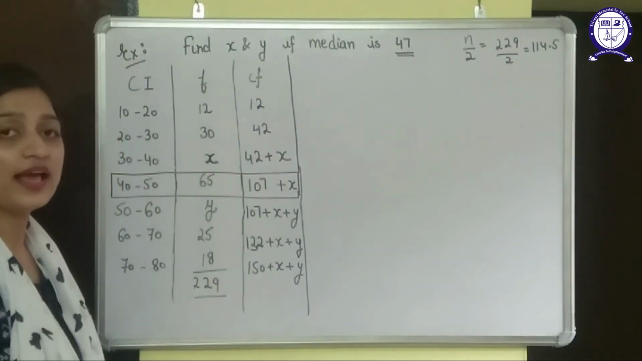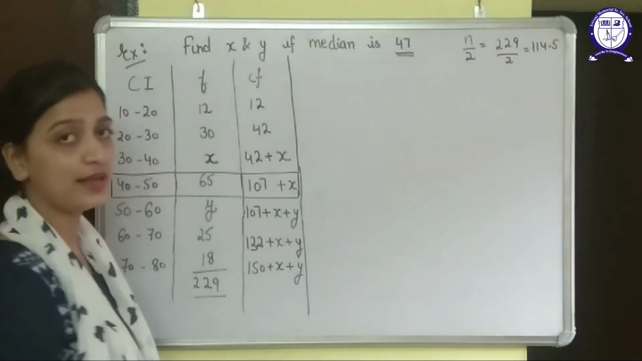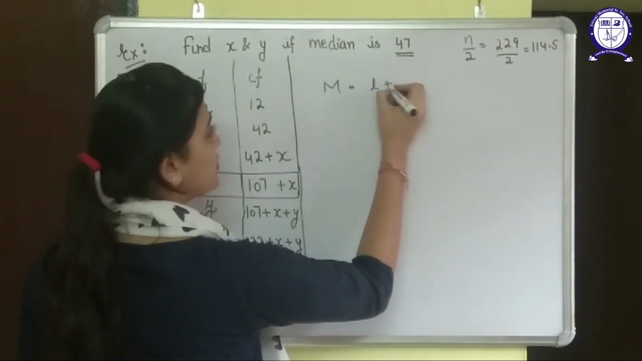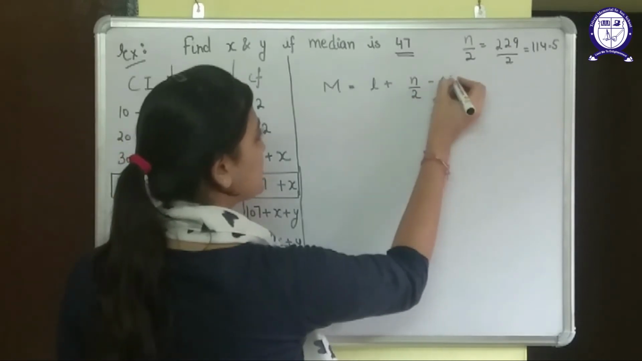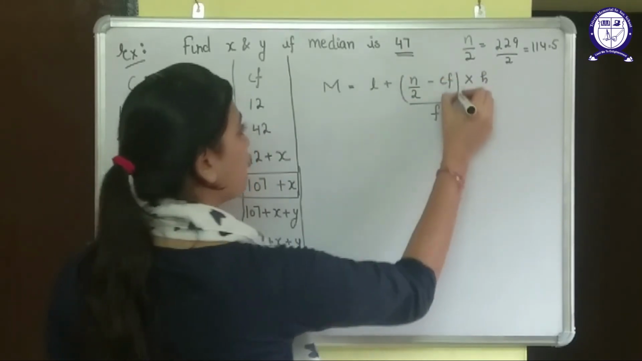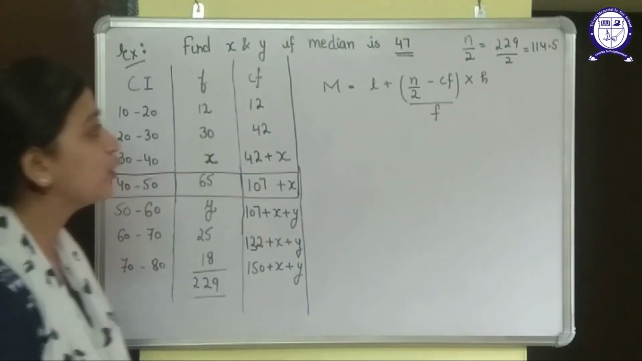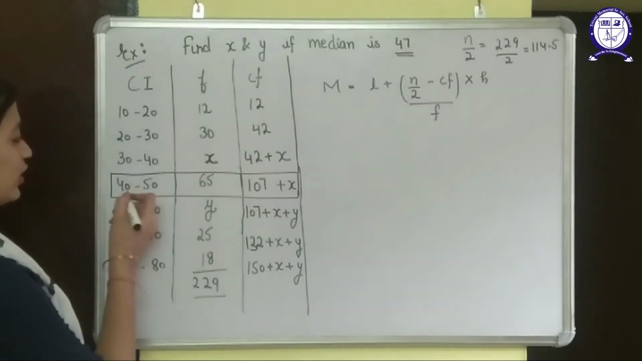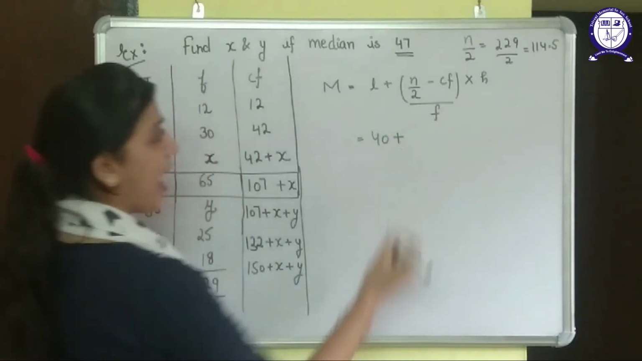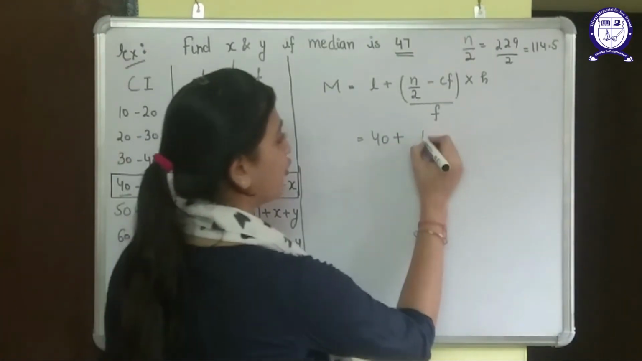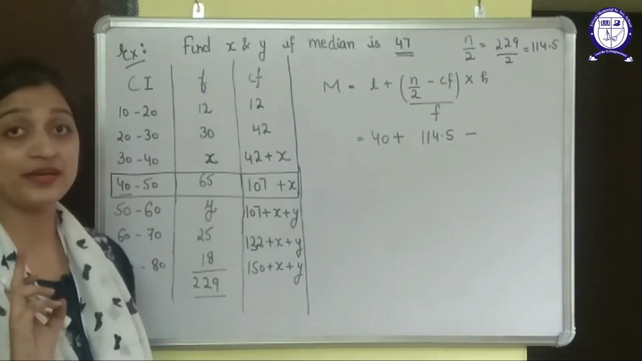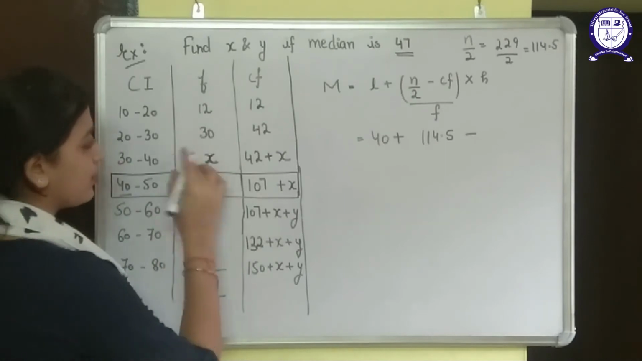Now I am going to apply the formula. That is my step 3. So median equals L plus (n by 2 minus CF) into h upon f. This is my formula for median. Now I will put these values. L is the lower limit of the median class, that is 40, plus n by 2 is 114.5, and the cumulative frequency of the preceding class, that is the class above it.